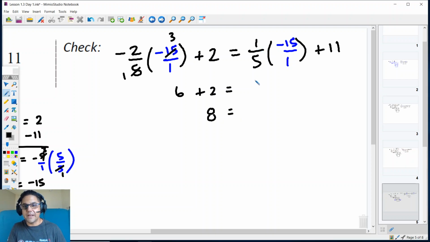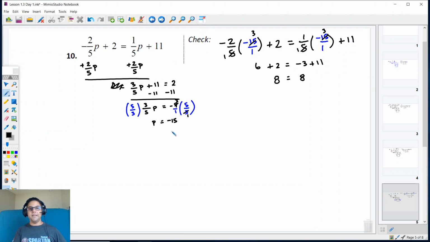Over here, positive times negative is negative. 5 becomes a 1, 15 becomes a 3. So it's negative 3 plus 11. Different signs means subtract. Take the sign from the greatest absolute value, which is positive. 8 equals 8. Excellent, which means my answer for p equal negative 15 was accurate.